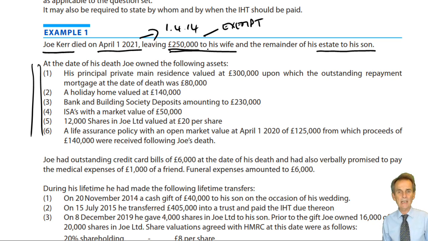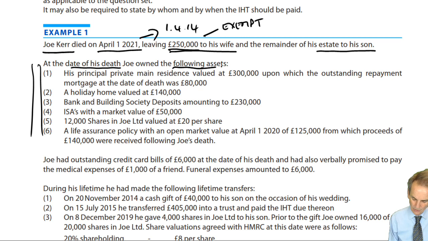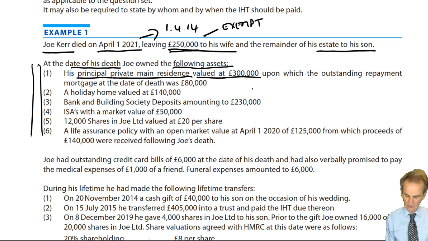That chargeable estate then is the bit that goes to his son, and that, of course, will then require the tax computation thereon. So what did he have? At the date of his death, Joe owned the following assets. Now here's some interesting language. His principal private main residence, valued at £300,000. Now for IHT purposes, the only important words here are main residence.